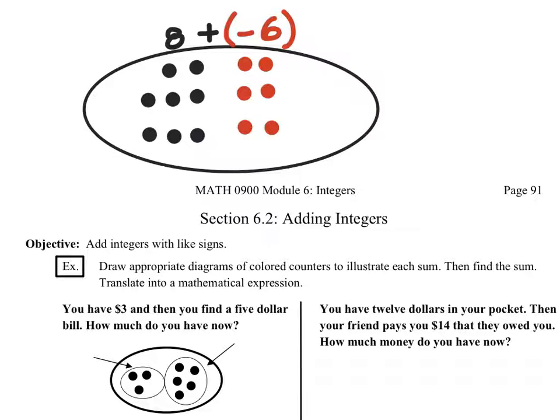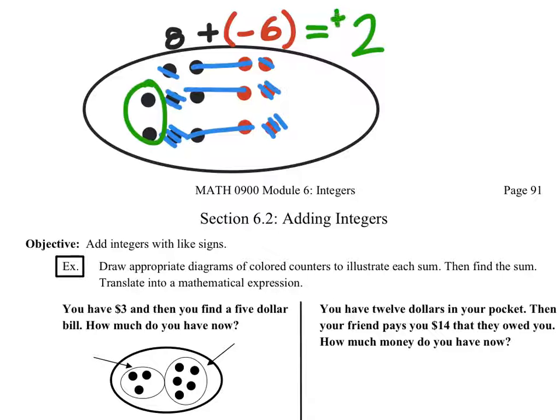Then we get to the question of how do we find the sum of this? Well, we have to identify the zero pairs, which means I would find any zero pairs on this and just cancel them out. Since these are equal to 0, we're going to make these phantom zeros. And whatever's left over is what the final answer would be, which in this case is 2, because all I've got is 2 counters, and they are positive.